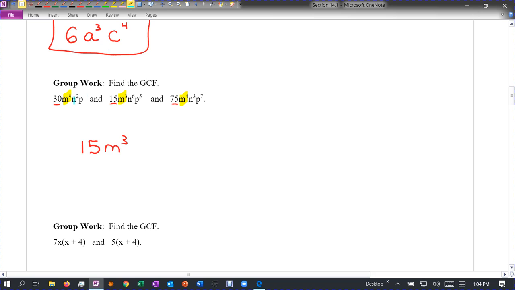For the n's, we have n squared, n to the 6th, n to the 3rd. So what's the most they have in common? n squared. And then finally p, we have a single p here. We have p to the 5th and p to the 7th, but they all have at least one p, so that is our GCF.